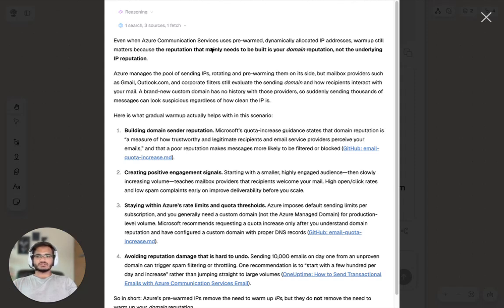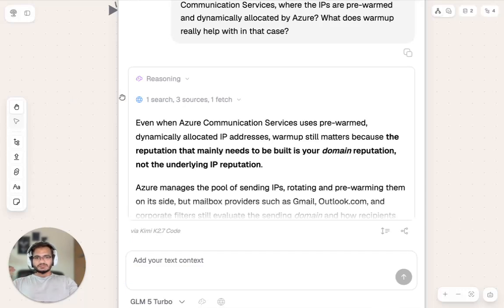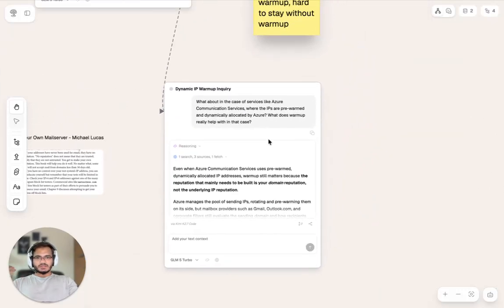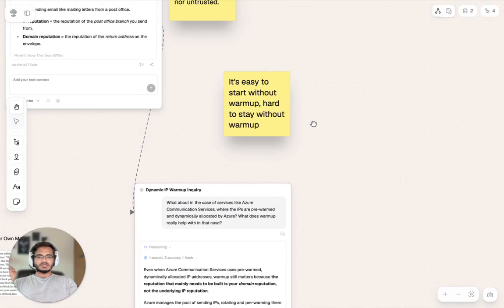If you have any questions, ping me on Discord. But generally, the takeaway here is this: it's easy to start without warm up, hard to stay without warm up. So just keep that in mind always.